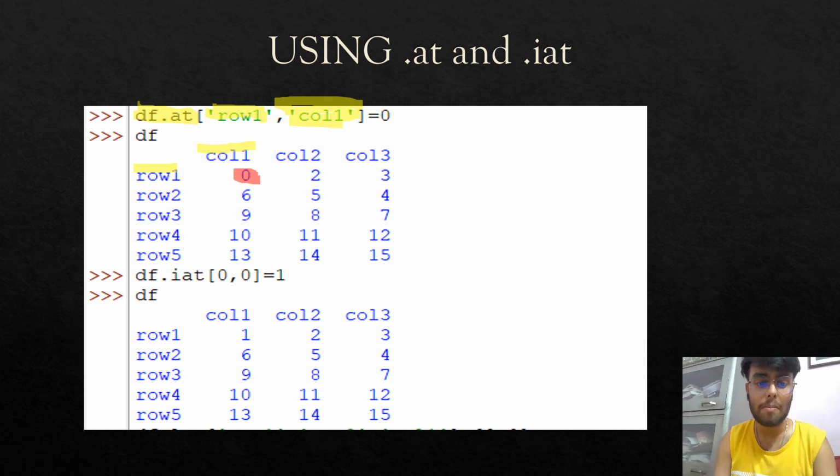Now, when I'm using iat, what I'm using is the implicit index. I want to update zero row at zero index. At zero row, what is it? Row one label. At zero index, there is column one label. And I want to update it with what? One. So you can see one has come over here. It is updated with one. Earlier it was updated with zero. Now it is updated again with one.